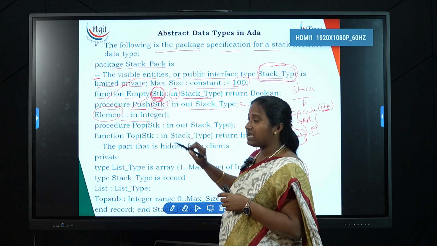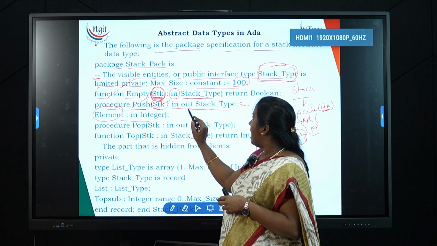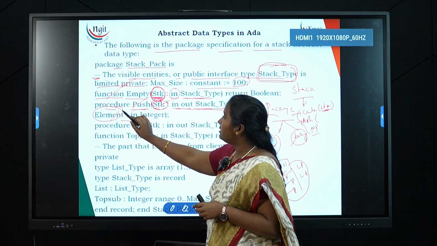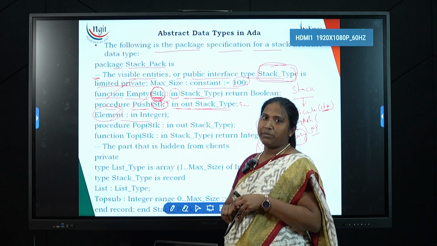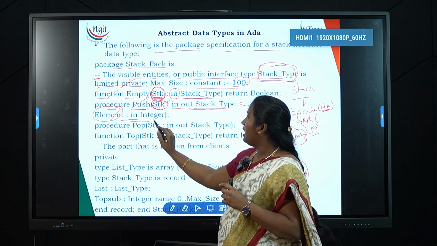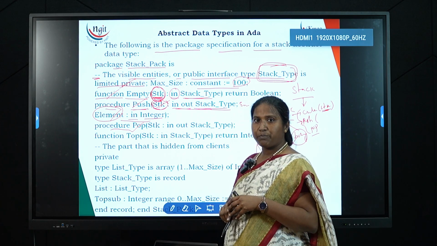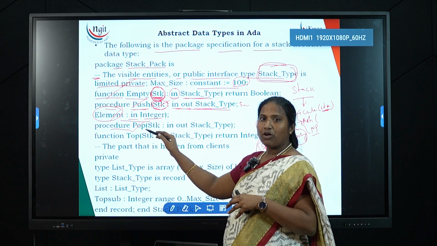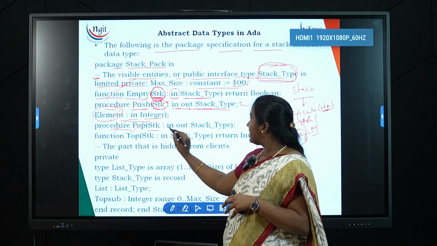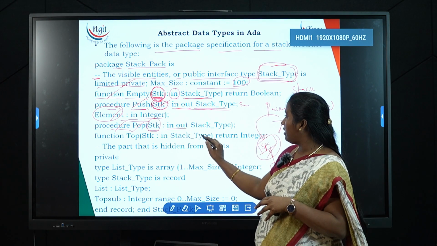The first parameter is STK, and its value will come from in out mode. And this object is for this class, stack type. And element is also one of the parameters. Its value will come from in mode, so actual to formal. And integer is the data type I have mentioned. The other one is what? Procedure pop. It also does not return any value because I have mentioned it with the name procedure. And STK is a parameter. The value of this parameter will come from in out mode, and this is the class name.